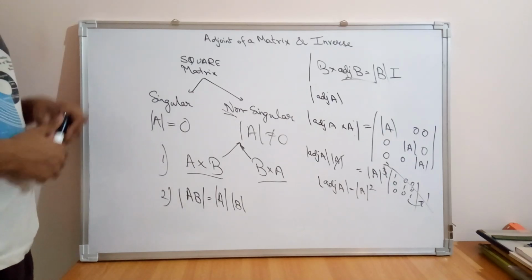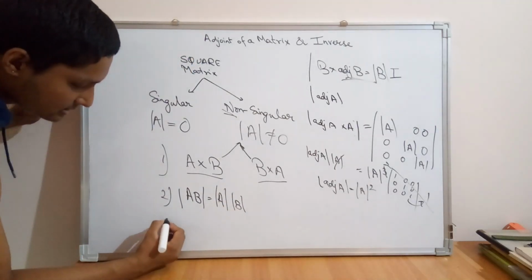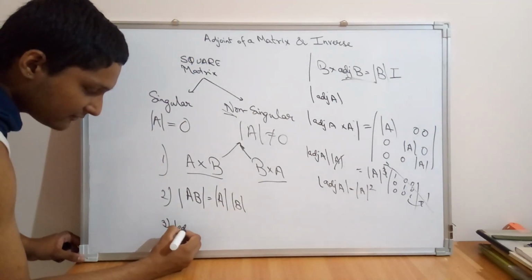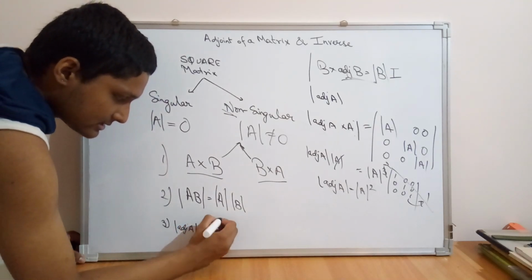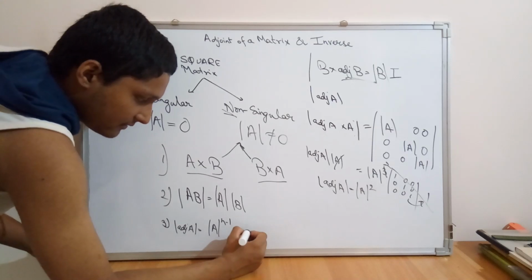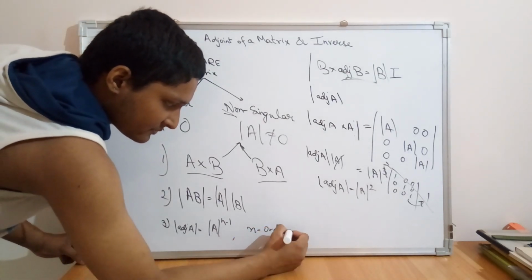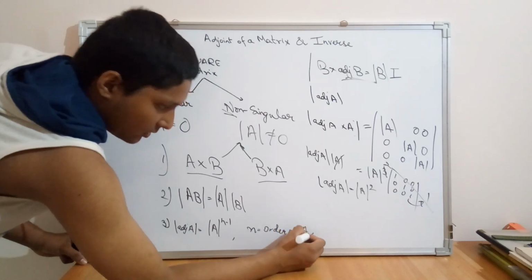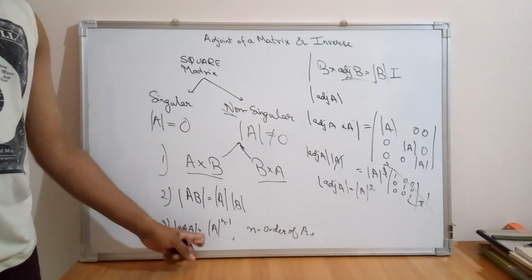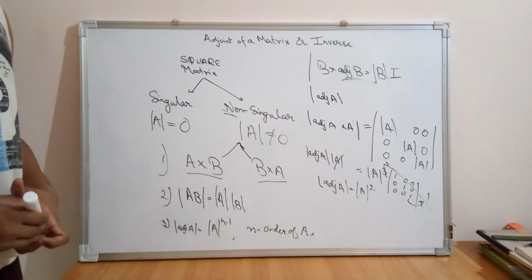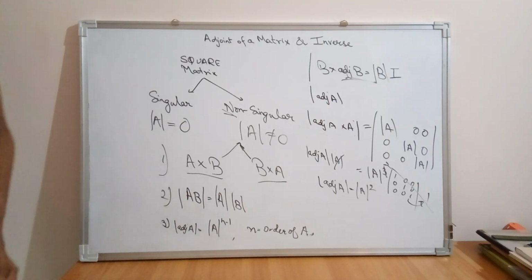So therefore, I can conclude for the general case that det of adjoint A is equal to det A raised to n minus 1, where n is the order of the matrix A. So if n is the order of the matrix A, det A whole raised to n minus 1 is equal to the det of adjoint of A. That's all about the properties.